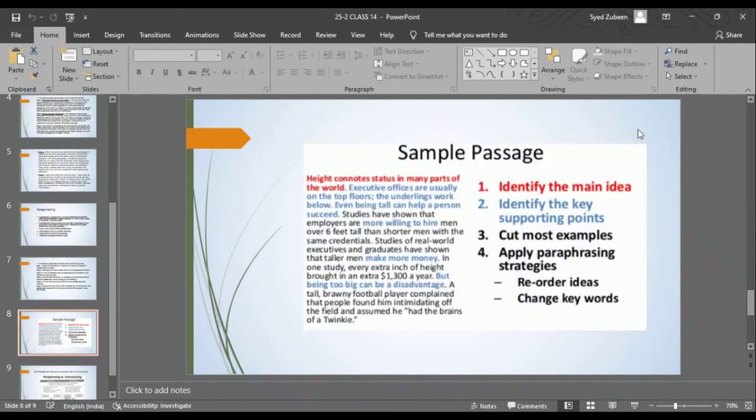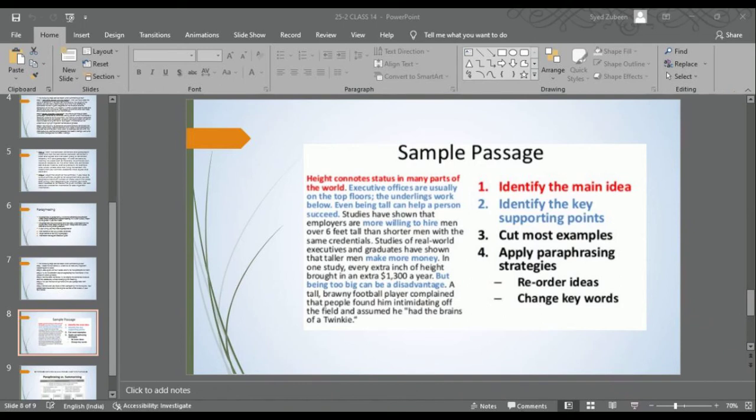And you can take a screenshot of this particular slide as well. It will give you an idea of how to paraphrase. While you're paraphrasing, look for the main idea, look for the supporting points of the main idea, then cut out the examples that have been included in the paragraph.